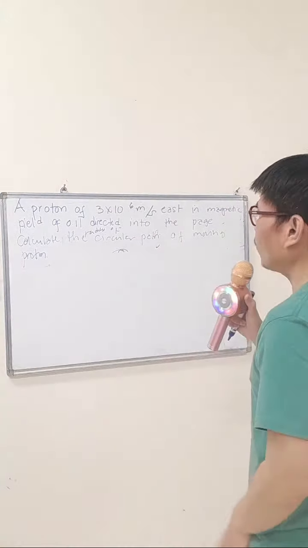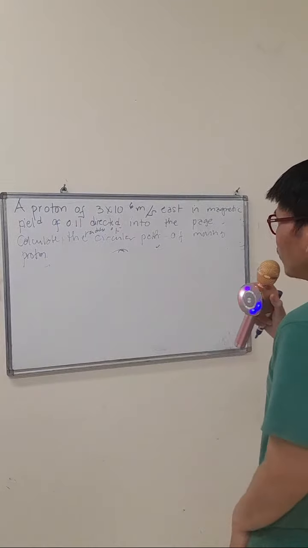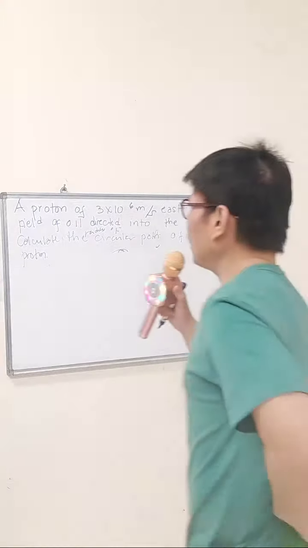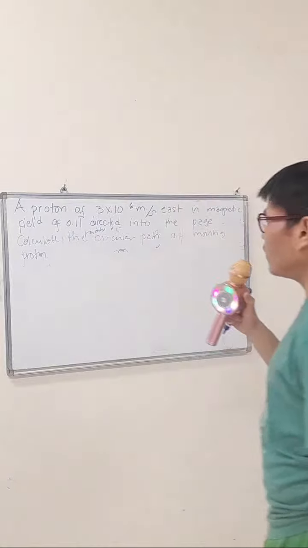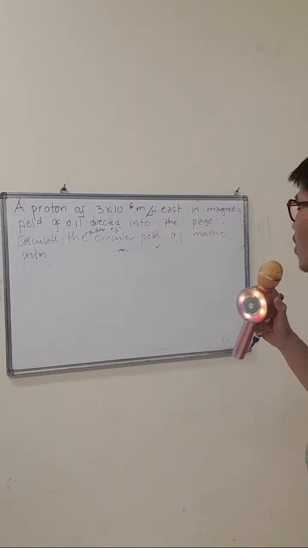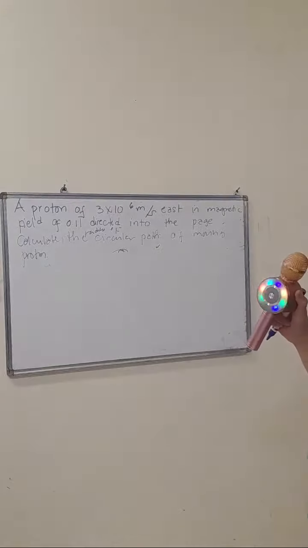Now, problem number 1. A proton moving at 3 times 10 to the 6 meters per second east in a magnetic field of 0.11 directed into the page. Calculate the radius of the circular path of the moving proton.